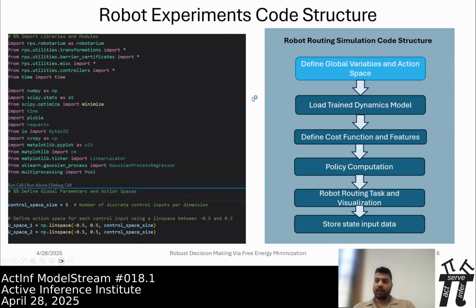Here, I define the action spaces. The action spaces are basically the velocities of the robot in both axes, x-axis and y-axis. We define it as a grid of 5 x 5 discretization, and it ranges from -0.5 to 0.5, the speeds of the robots in both directions.